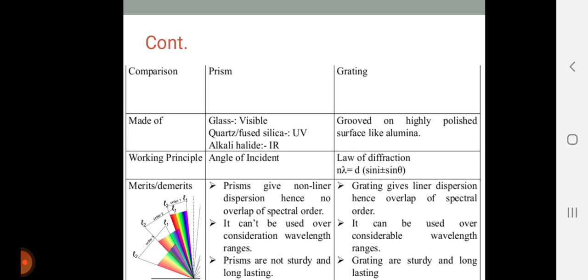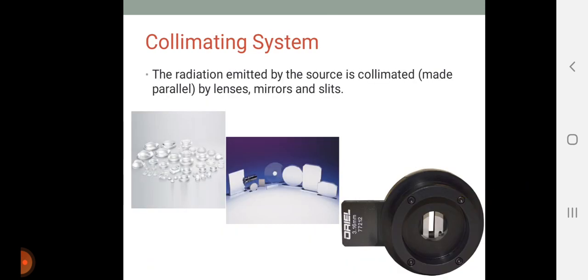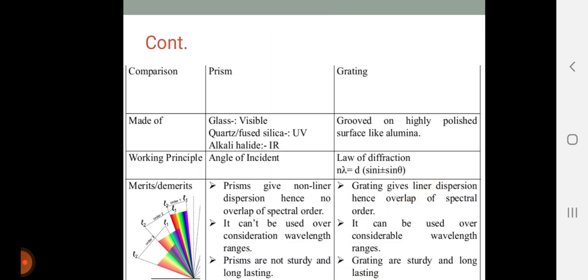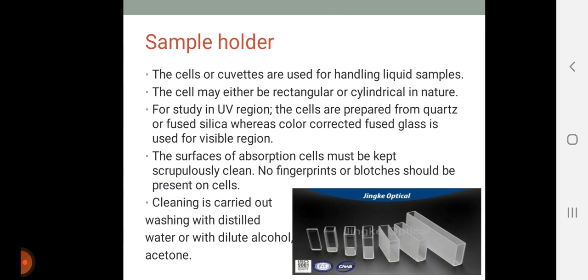The merits of prism are: prisms give non-linear dispersion, hence no overlap of spectral order. It cannot be used over considerable wavelength ranges. Prisms are not sturdy and long-lasting. The merits of grating are: grating gives linear dispersion, hence overlap of spectral order. It can be used over considerable wavelength ranges. Gratings are sturdy and long-lasting.